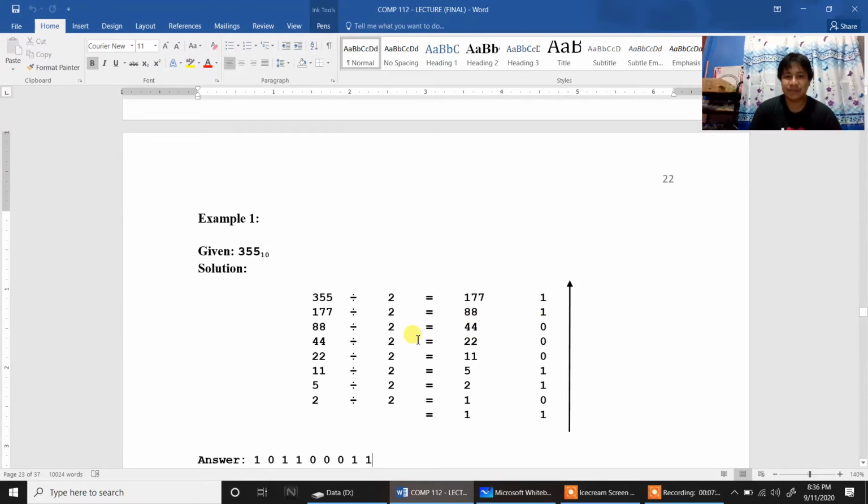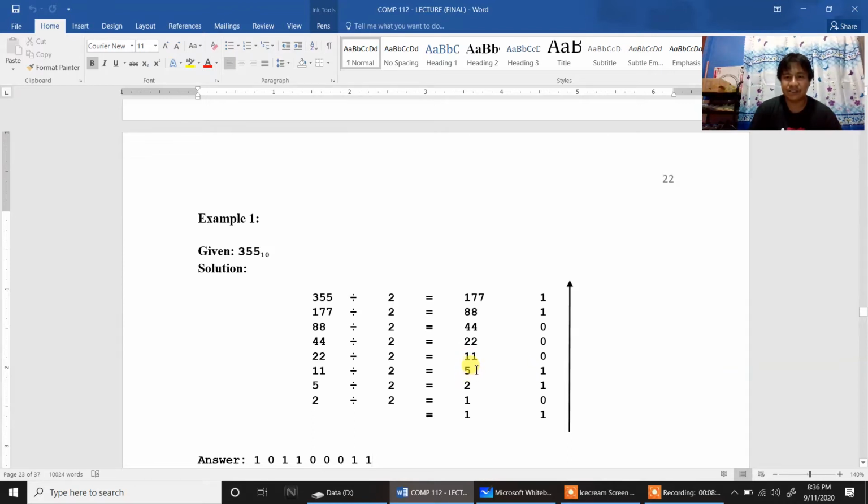So 0. 44 divided by 2 is 22. Again 0. 22 divided by 2 is 11. Then also it is 0. Now, 11 divided by 2 is 5.5, supposed to be, no? 11 divided by 2 is actually 5.5.